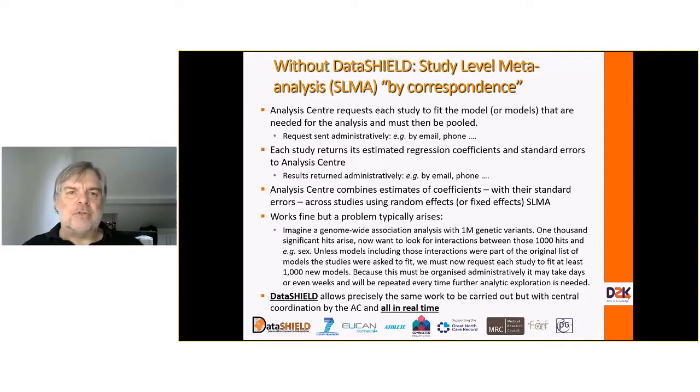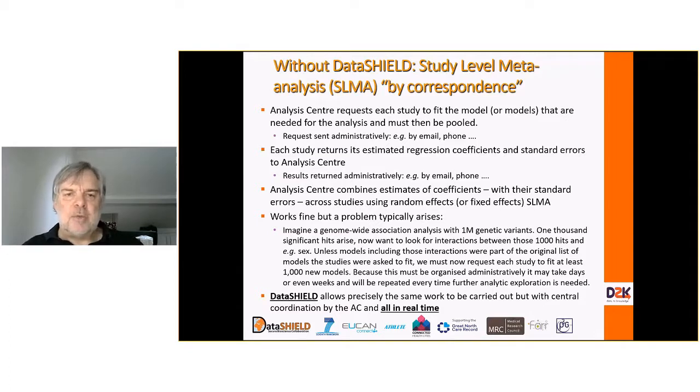Having fit the models, each study then will return its estimated regression coefficients and standard errors to the analysis center, again administratively by email or phone. The analysis center will then combine estimates of the coefficients and their standard errors across study using random effects or fixed effects meta-analysis. Now, this approach works fine, but a problem fairly regularly arises.